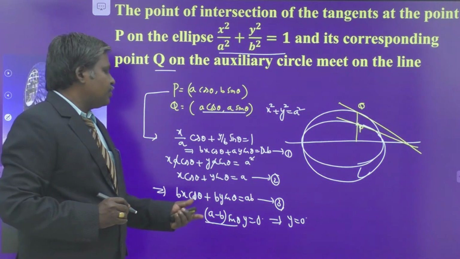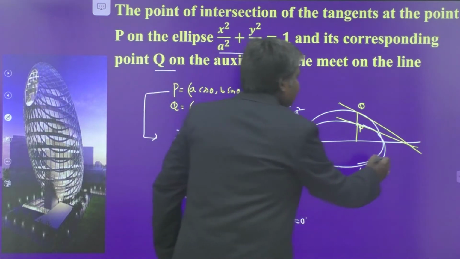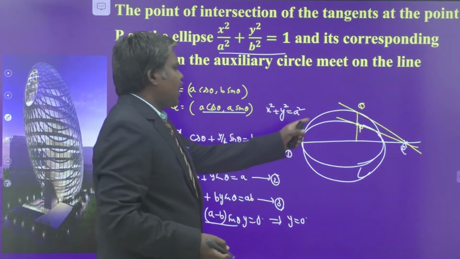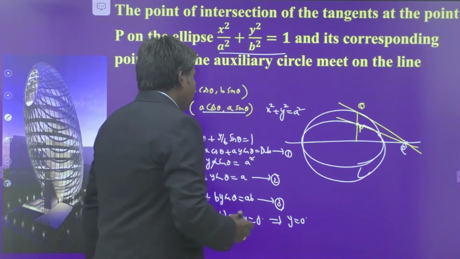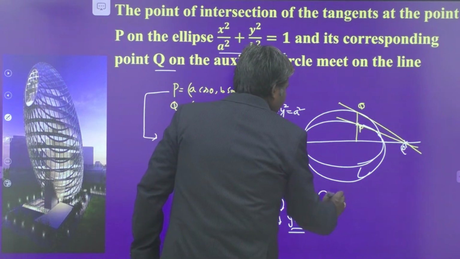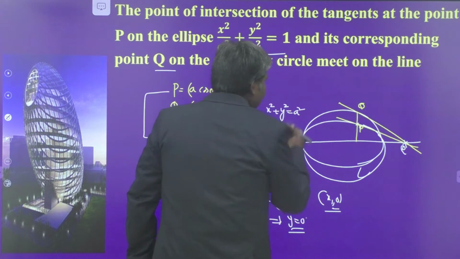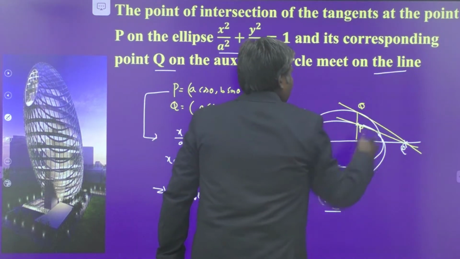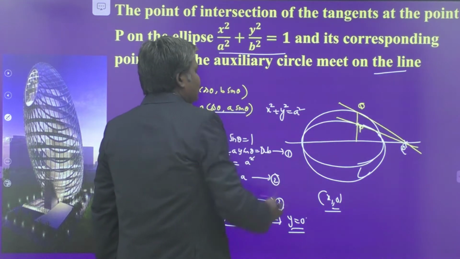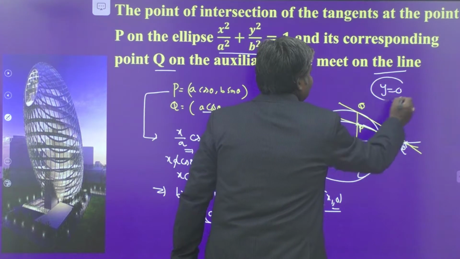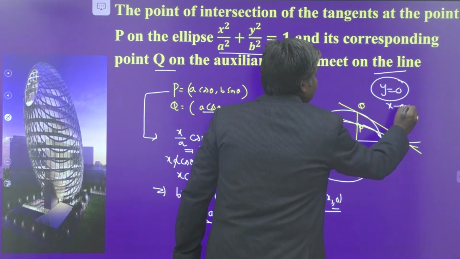Y coordinate is 0 means the point of intersection R must lie on the x-axis, that is the axis of the ellipse. So y equal to 0 is your locus. Therefore, some x1 comma 0 is the point of intersection of the tangents at P and Q. Therefore, that lies on the major axis of your ellipse. What is your major axis? y equal to 0. That is the x-axis. Your answer is x-axis.